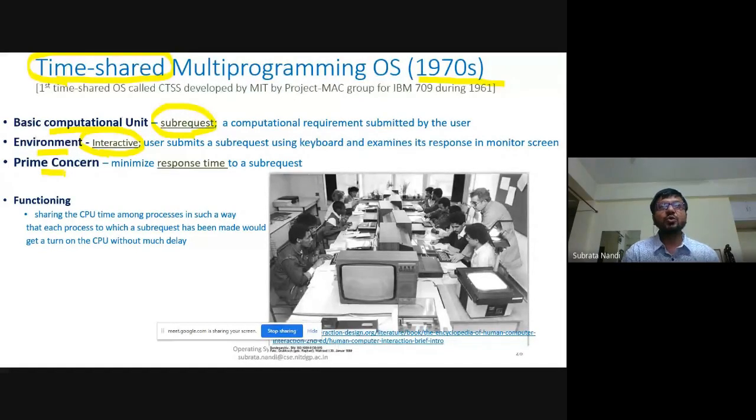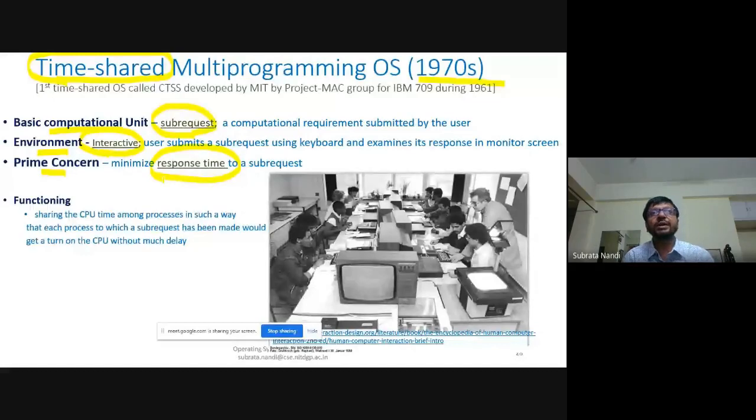The complete scenario has changed. Here the user is not going to an operator, submitting a job, punching it and forming batches. It's no longer like that. The user has a terminal and a login and password authentication. As an authentic user, if he logs into the system through the terminal and keyboard, he gets a shell or some kind of interface through which he can trigger his programs, his processes, and he can write an interactive program. So the prime concern here is to minimize the response time.